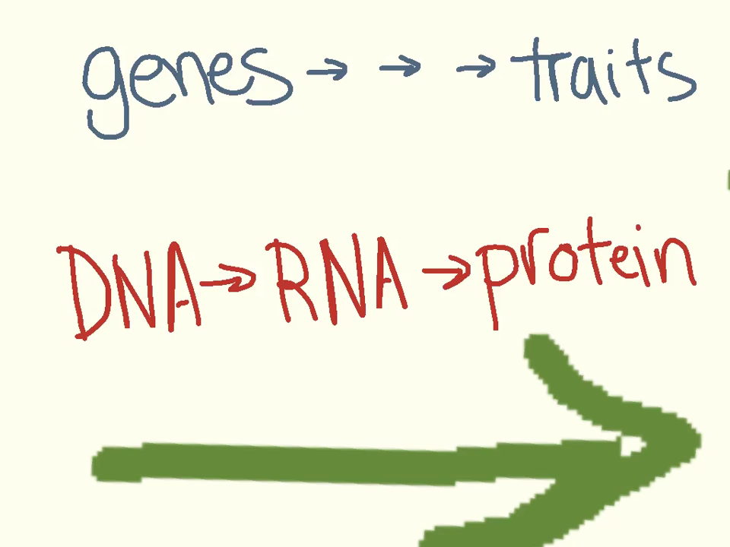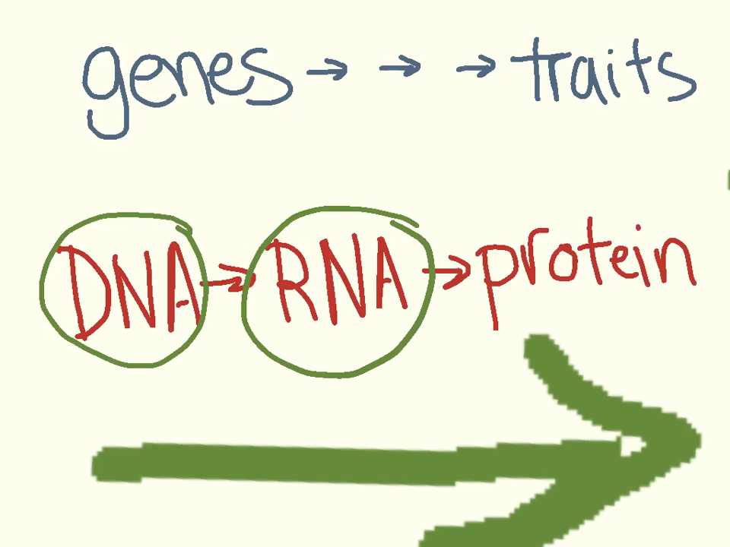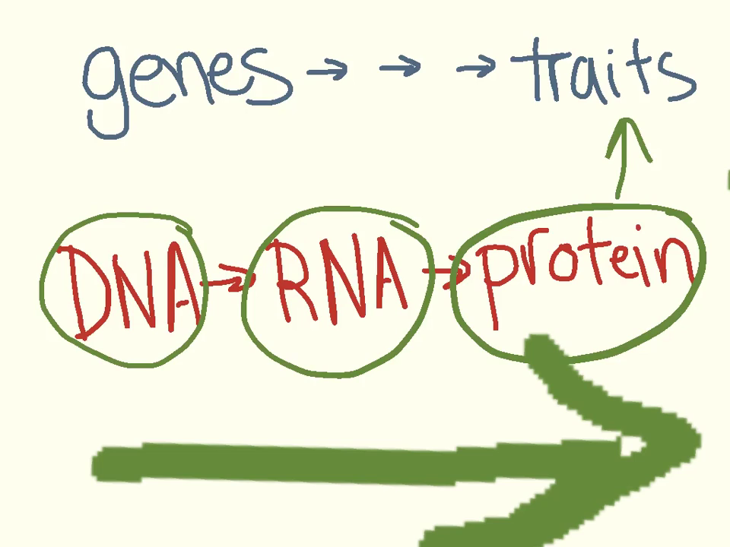This series of steps is the focus of this lesson: how our bodies use the code in our DNA, turn it into RNA, and use that code in the RNA to make our proteins, which then cause us to look a particular way. So in other words, in order to get from our genes to our traits, we really need to take steps through these three molecules.